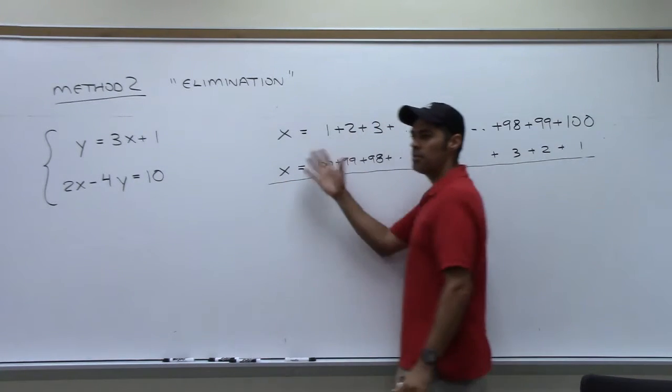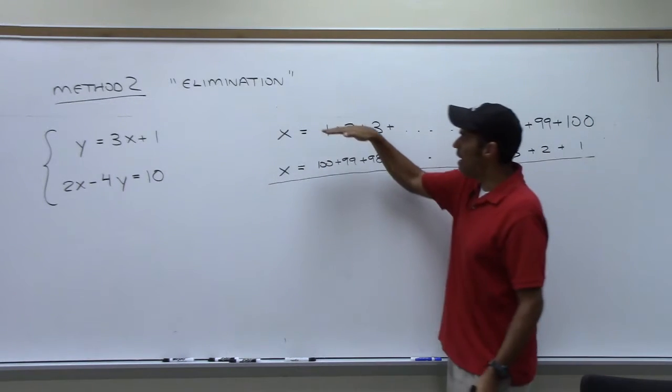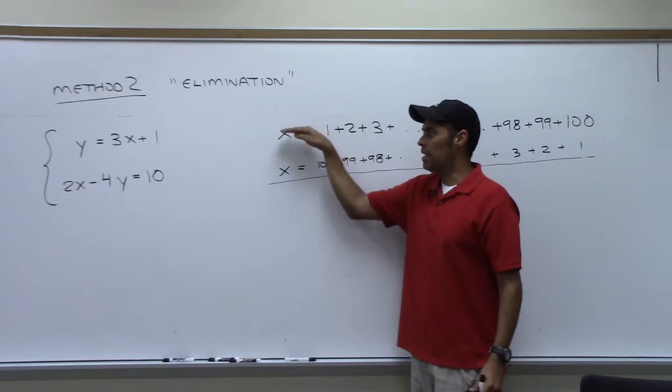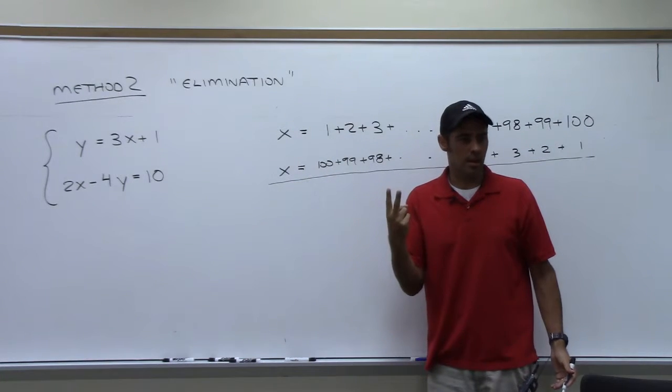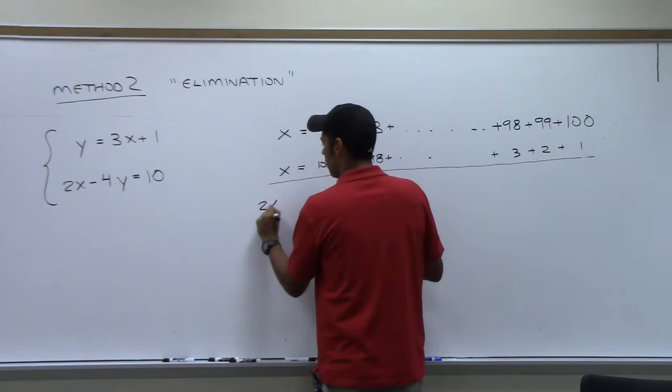I'm going to add these two rows together. I'm going to add these two sides of the equation. If I add this to this, it should be x plus x. That should give me two of those, right? Two x's. So the left side of this equation is 2x.